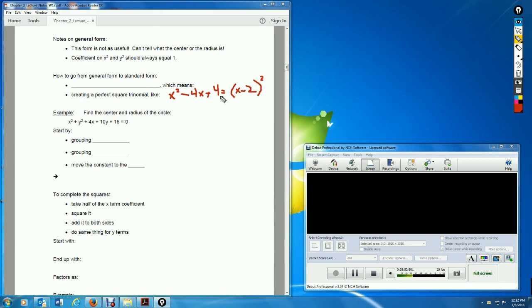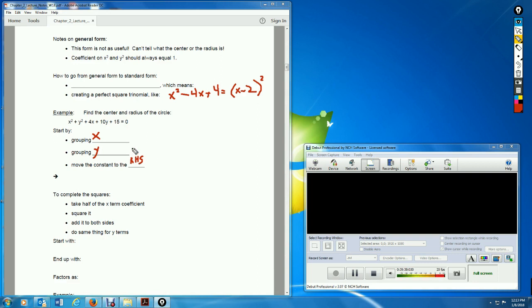So let's look at an example. Find the center and radius of this circle. All right. So this circle is given in general form. We want to convert it to standard form. So we want to start by grouping the x terms, and then grouping the y terms, and then basically moving the constant to the right-hand side, RHS, of the equation.